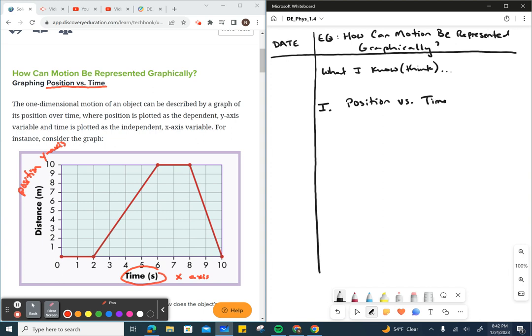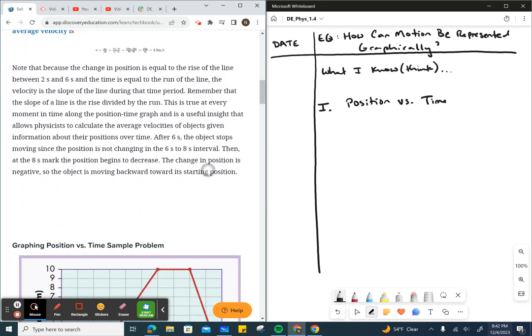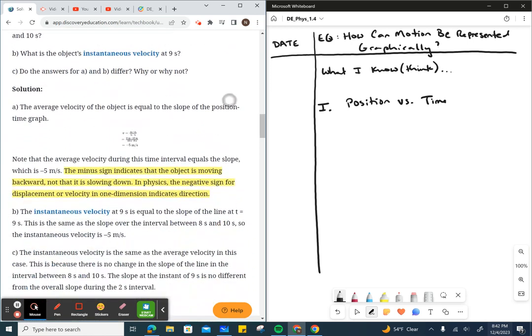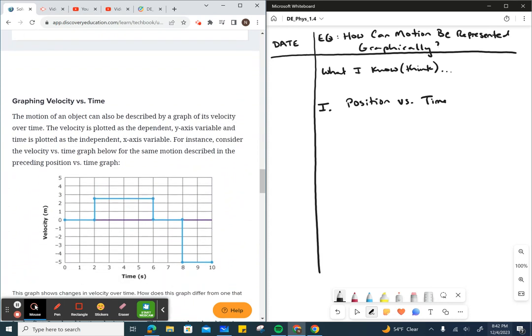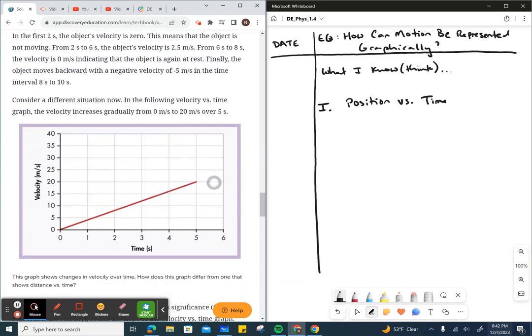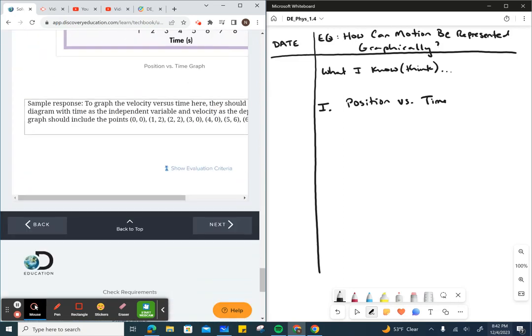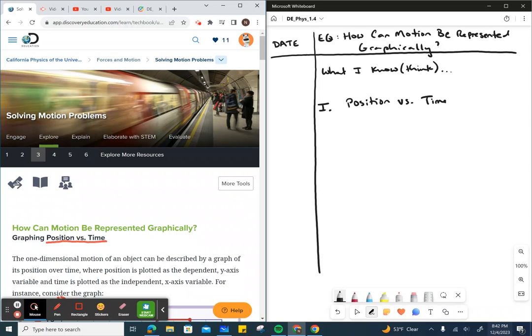Okay. And if you happen to be just kind of curious, you could scroll down. We're given a sample problem on position versus time. And then we have graphing velocity versus time, and some problems there. It looks like we're going to be talking about position versus time, and it looks like we'll be talking about velocity versus time.